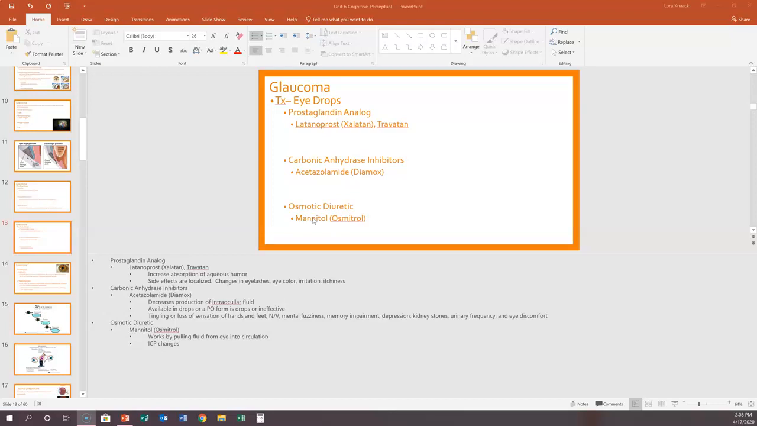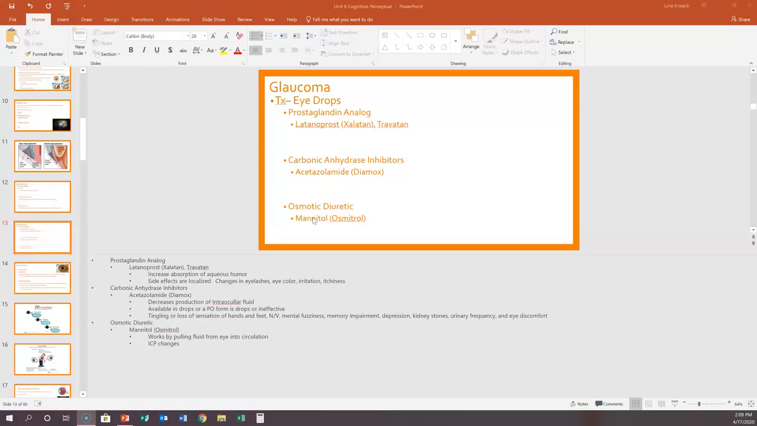So the next section we're talking about are prostaglandin analog drops. So these are pretty common. They're the TANs, Xalatan, Travatan drops. And these work by increasing absorption of that aqueous humor so that we can bring down that intraocular pressure.